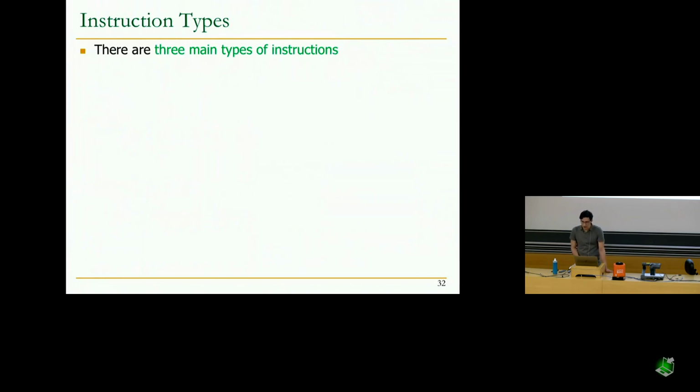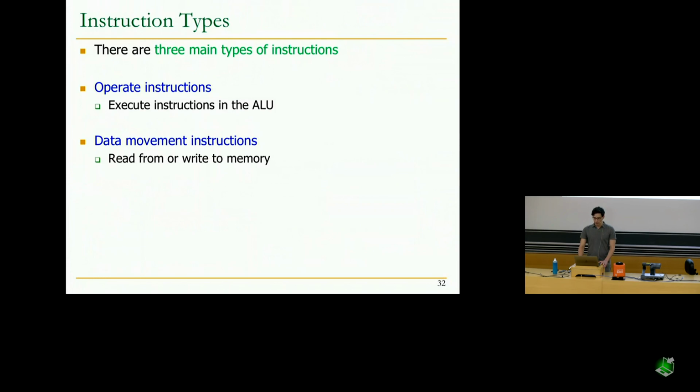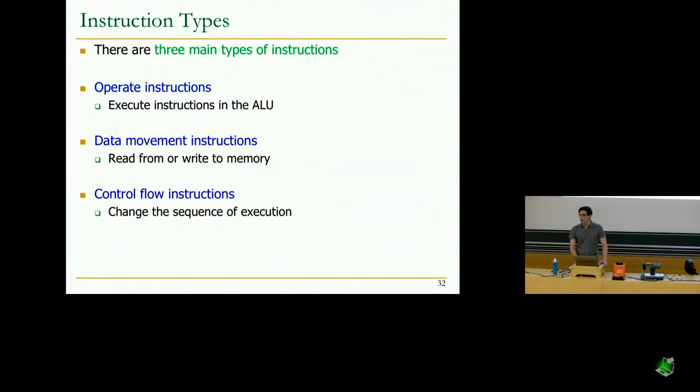Among these examples, you will see the 3 types of instructions that we need in the computer to write programs. We need operate instructions to execute operations in the ALU. We need data movement instructions to read from and write to memory. And we will need control flow instructions in case we want to change the flow of execution, because until now you have seen that the program counter is incremented by 1 or by 4, depending on the memory. But at some point, it will be good to, for example, be able to do a jump and go to some different part of the program and of the memory.